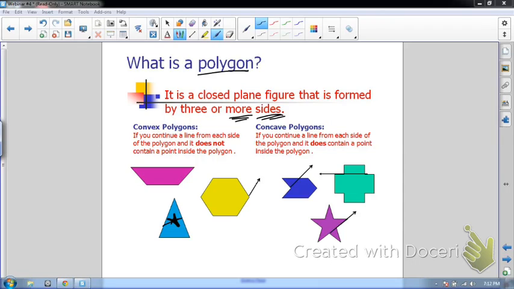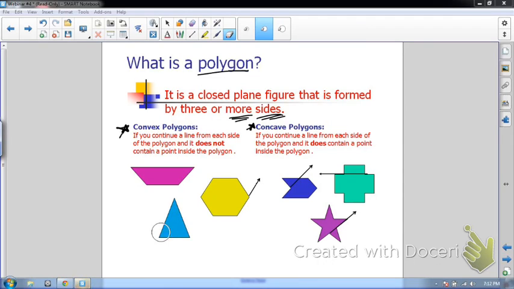Then you could also have shapes that have four sides, one, two, three, four, or polygons that have many, right? That's more than three. We call it a polygon. And then we can give a specific name to these types of polygons, called convex or concave. Convex means it continues. So if you were to look at a starting point and then follow the line that goes through, if that line stays on the outside and never touches the inside, we're going to call it convex. So it does not contain a point inside the polygon.